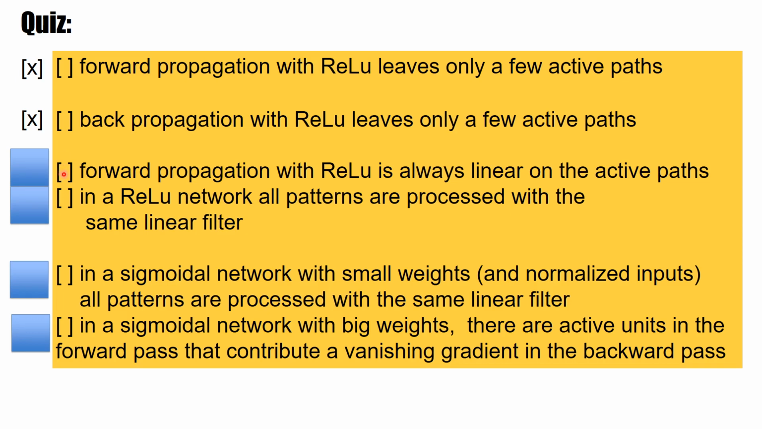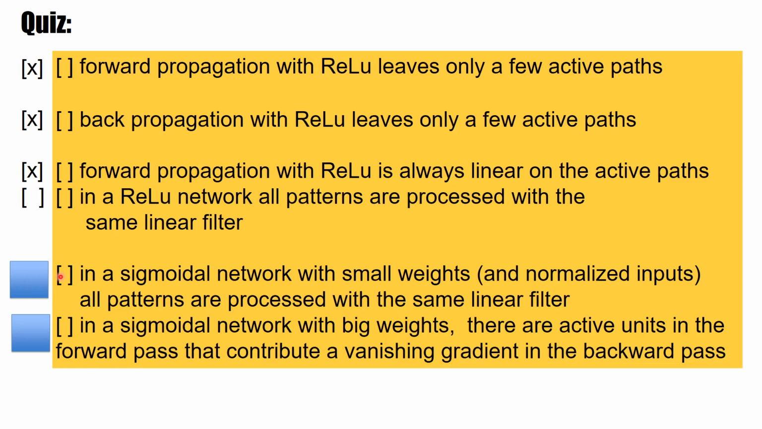Third claim: forward propagation with ReLU is always linear on the active paths, in the sense that we sit on the linear part of slope 1 of the ReLU. And yes, this is correct. Next claim: in a ReLU network, all patterns are processed with the same linear filter. Think about this. Well, no, this is wrong. Different patterns probe the ReLU units at different activation values. Some sit in the 0 slope value, others sit in the slope 1 value.